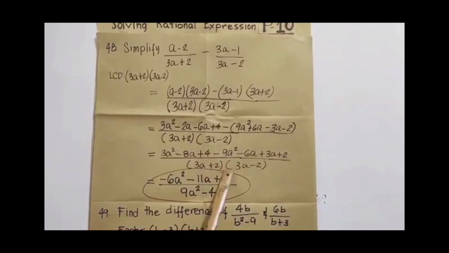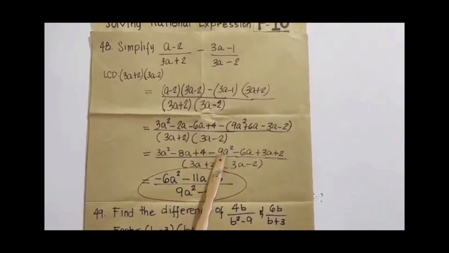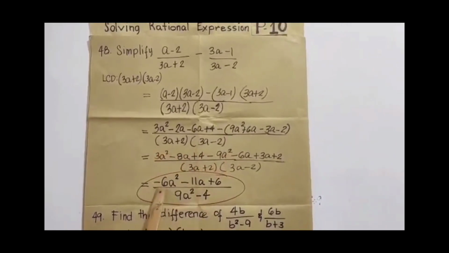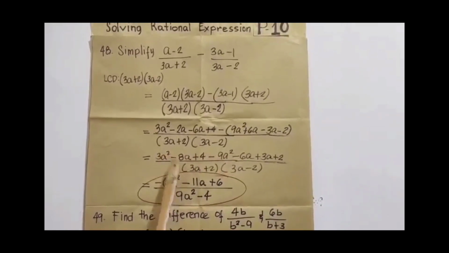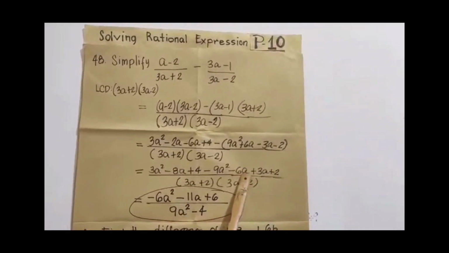Then copy the denominator. Then combine like terms again. So 3a squared, and we have negative 9a squared. Unlike sign, so we're going to minus. 9 minus equals negative 6a squared. And negative 8a, then we have negative 6a here.